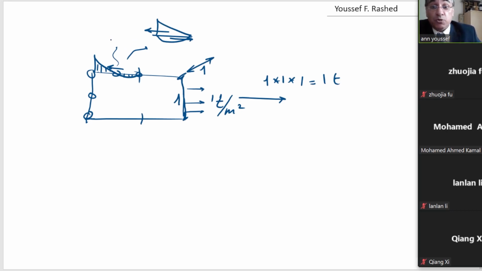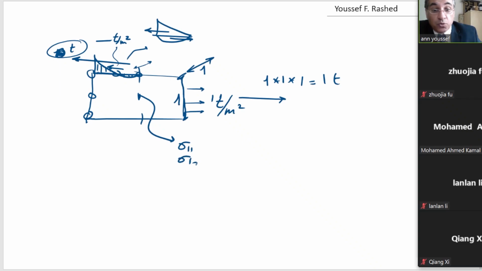And this distribution is in ton per meter square. So when you multiply it by the length of the element times the 1 meter inside the screen, you will get the total force, in ton or kilonewton or pound or anything. This is very, very important.